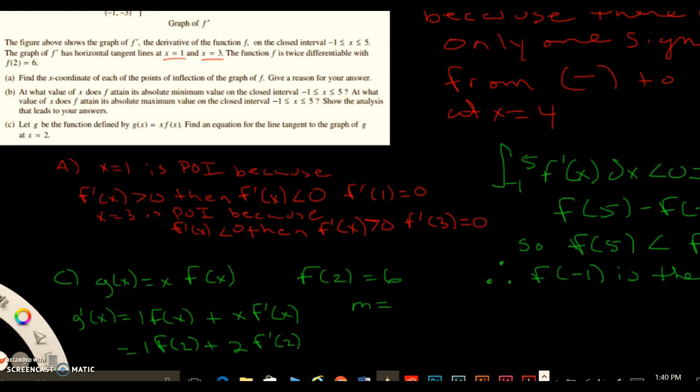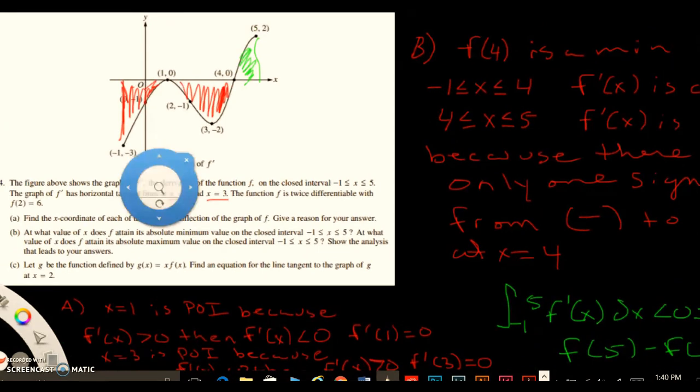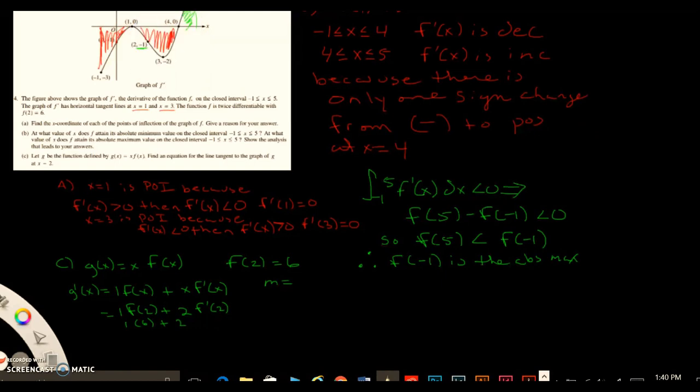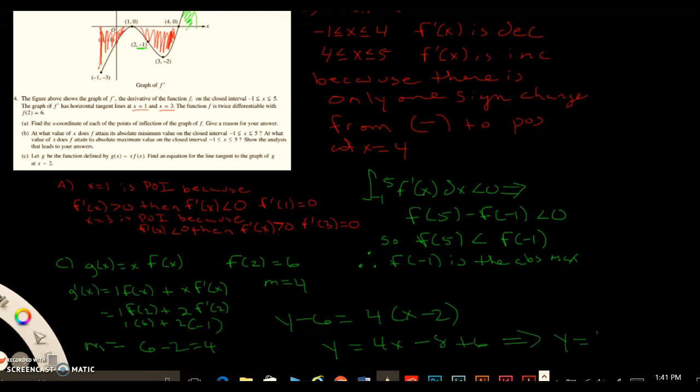So we're going to have to go back to our graph. 1 times f of 2 is 6, plus 2 times f prime of 2. Let me look at the graph. f prime of 2 is negative 1. We can see it right here. So m is going to equal 6 minus 2, which equals 4. Now we can write our equation: y minus 6 equals 4 times (x minus 2). So y equals 4x minus 8 plus 6, which gives y equals 4x minus 2.